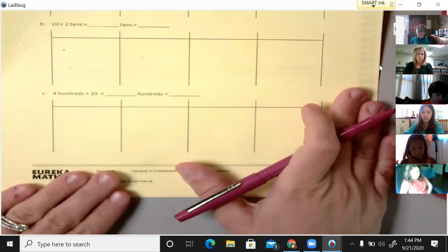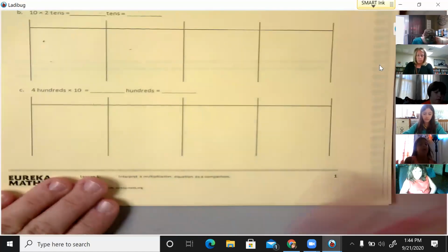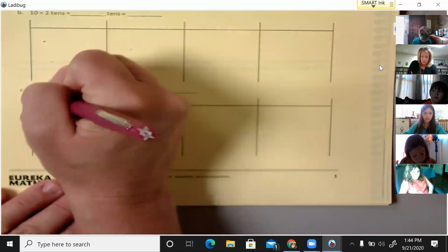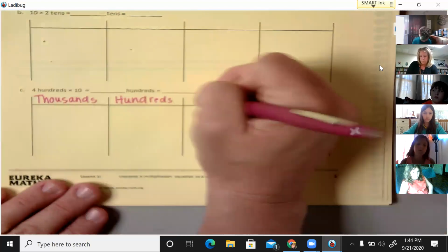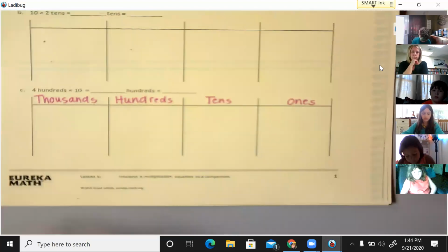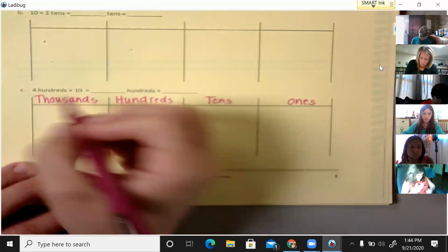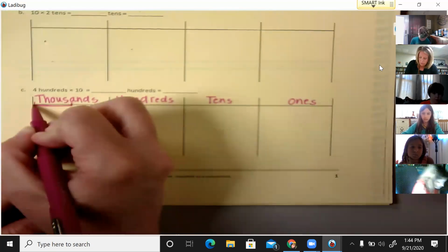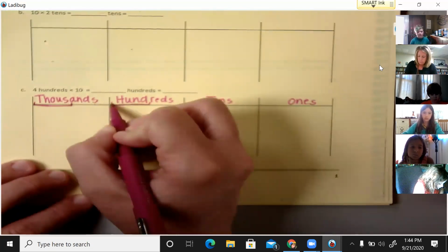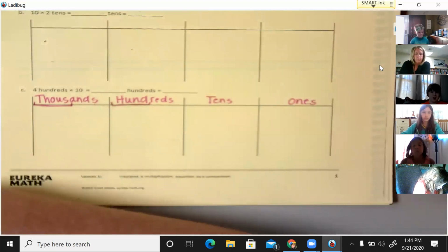So we're going to start with letter C, and we need to start with 4 hundreds. So first, we need to label our chart. We know that our biggest place value is thousands, then hundreds, tens, and ones. Little 1,000. There we go. 100. And if you would want to abbreviate, you could probably just write thous for thousands, hundreds, to shorten it up, and tens and ones are already pretty short.